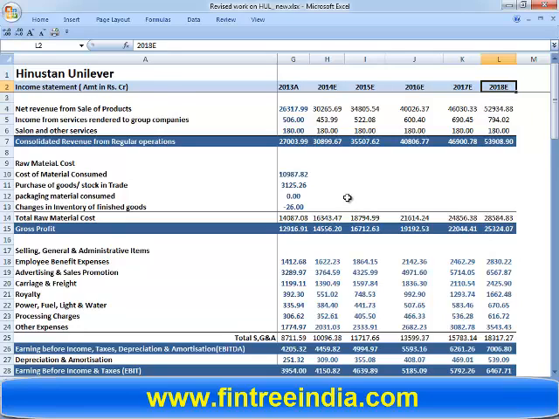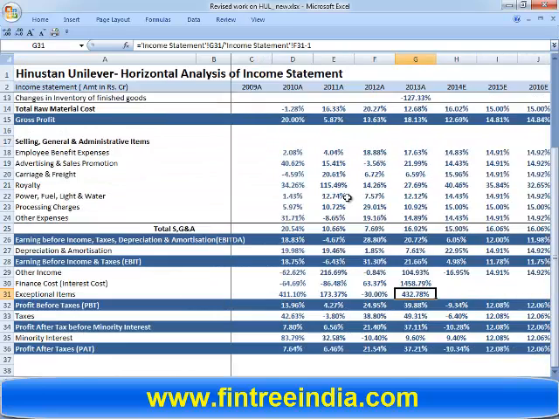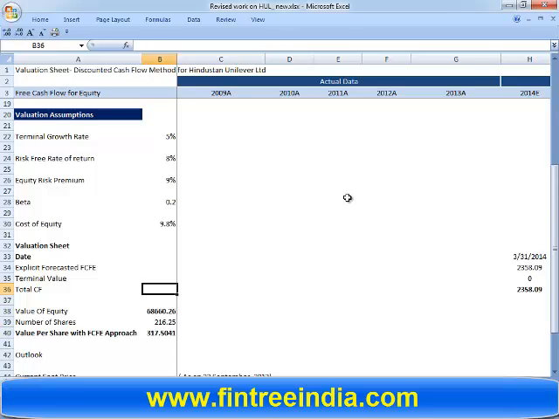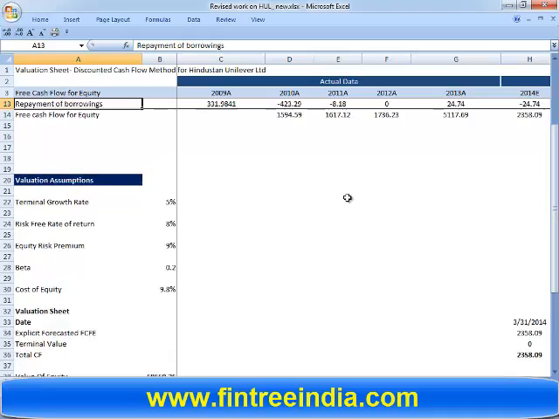So now there are practical limitations. We cannot really easily forecast data for 2019, 20, 25. So what we generally do is that we assume, and I'll show you in my assumptions, I have assumed a terminal growth rate of 5%. Okay, what does it mean? See here, what I've calculated is free cash flow to equity.